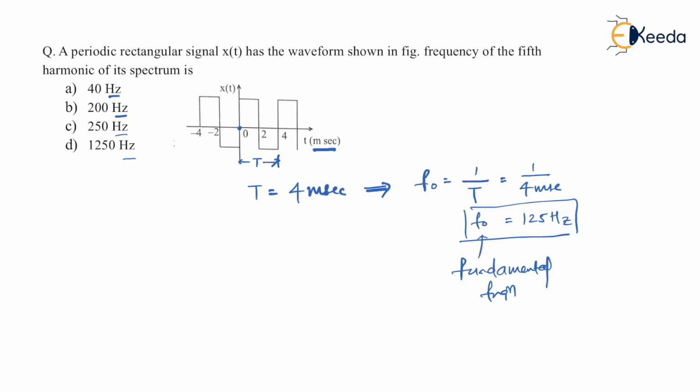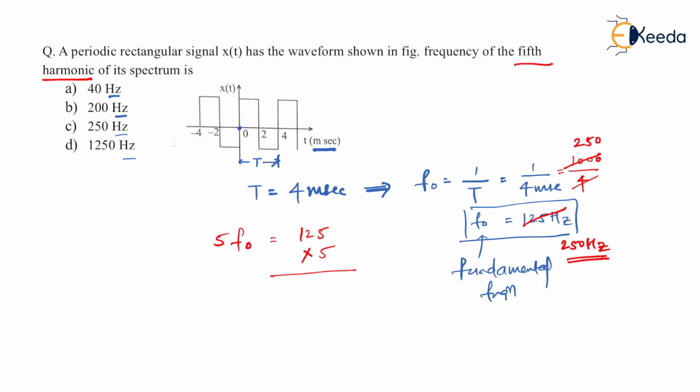What you need to calculate is not the fundamental frequency, but its fifth harmonic. And when you want to get the fifth harmonic, you should simply multiply f naught by 5. So it is simply 125 into 5. Let me just calculate it. It is 1 upon 4 millisecond, means it is 1000 divided by 4. So what do you get over here? You must get 250 hertz instead of 125. So we should correct this to 250 hertz and not 125 hertz.